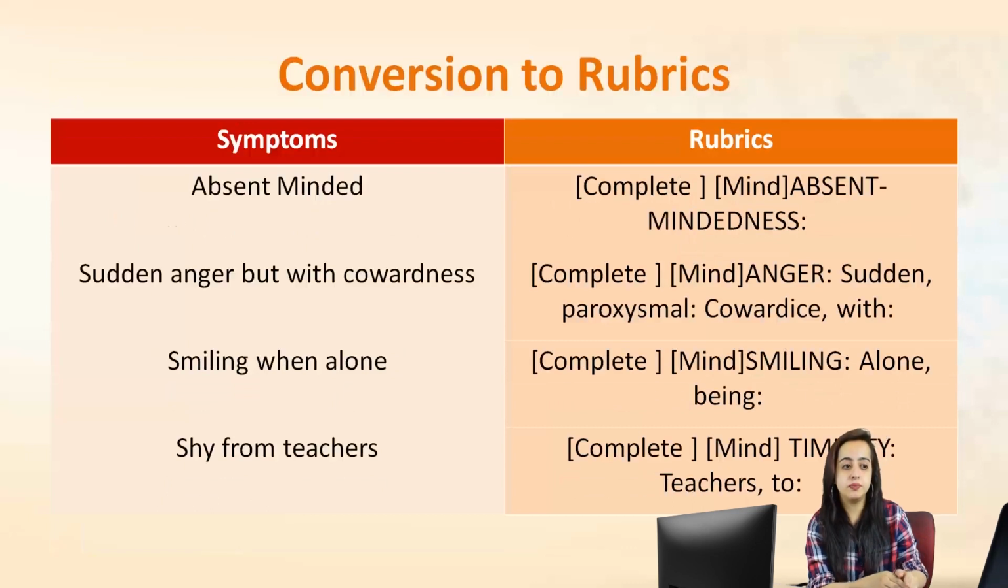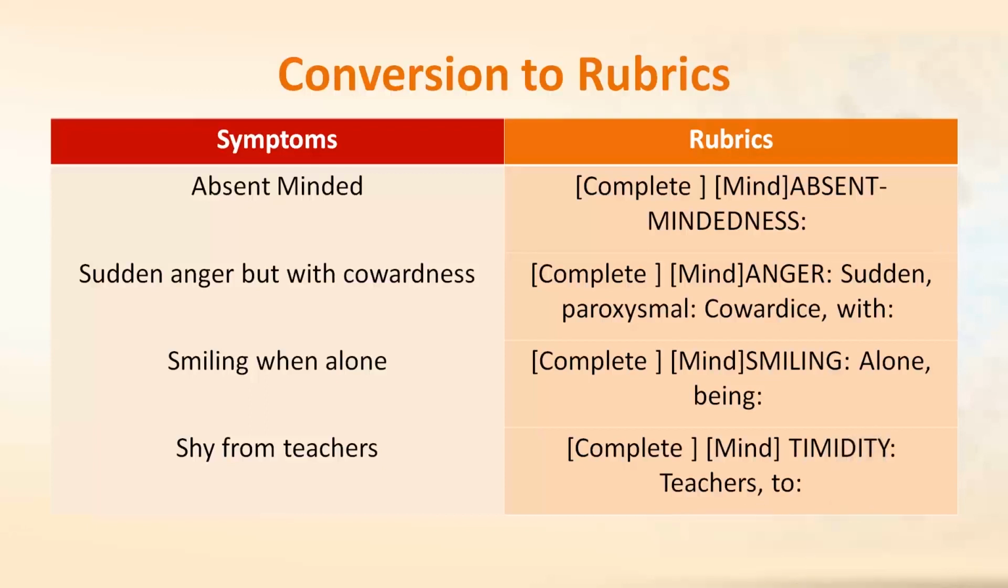So, absent-minded was found under the complete repertory in the mind chapter as absent-mindedness. Sudden anger but with cowardice is converted into a rubric as anger, sudden, paroxysmal, cowardice with. It is present in the mind chapter of complete repertory. Smiling when alone, we find under the mind chapter of complete repertory as smiling alone being.